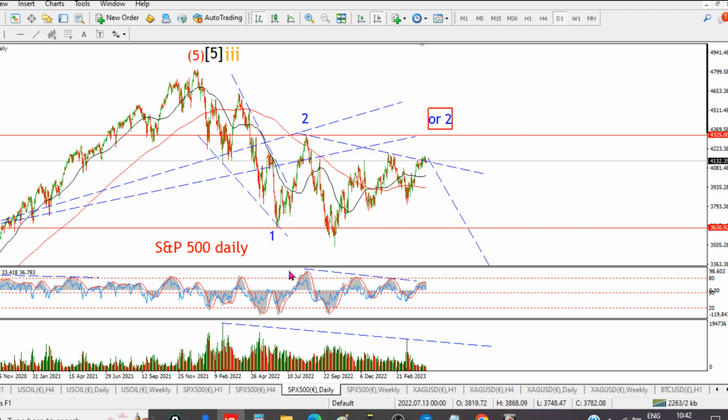But we've got that declining momentum on the daily chart. You see that we can still connect the highs. We're cresting again.